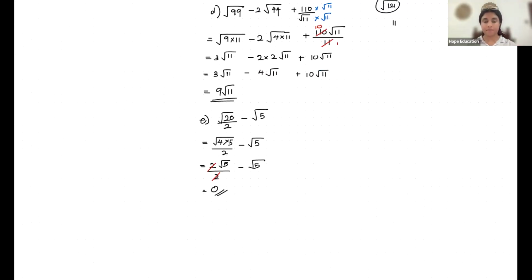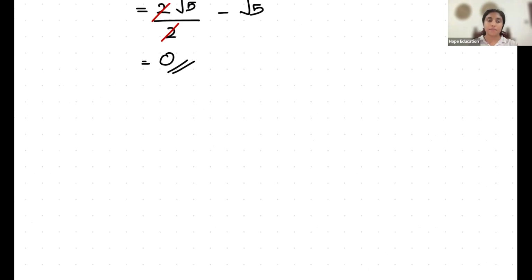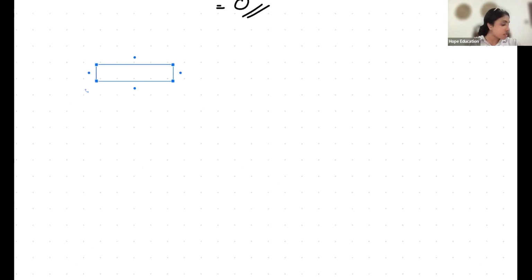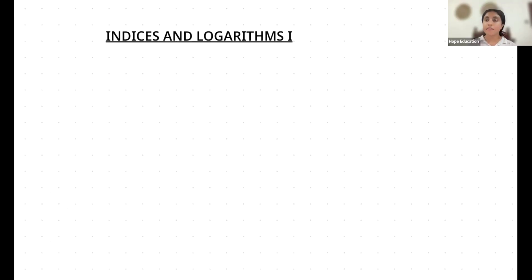Okay, let's start the new lesson. Put the topic: indices and logarithms 1. Now in grade 10 also we have learned indices and logarithms, so this is like an extension of that lesson. Indices and logarithms 1, and there's a little review exercise. I don't want you to do everything, just a few.